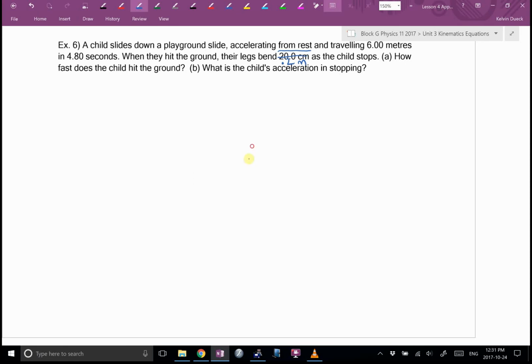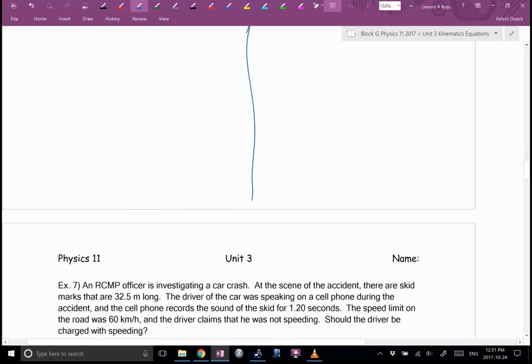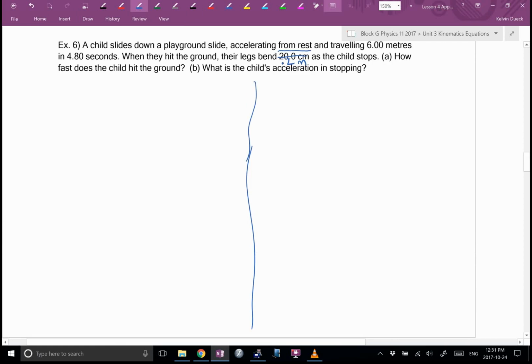So here's what I'm going to do. Slide. Ground. Anything that I know that's from the slide is going to go in the slide column. Anything that I know that's on the ground is going to go in the ground column. So before I even jump to the questions, I am going to start to list all of my data. Well, okay. What's A asking me to find?